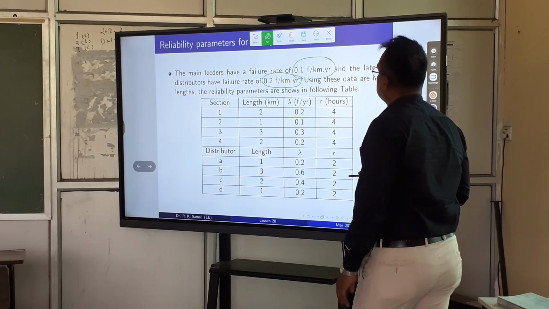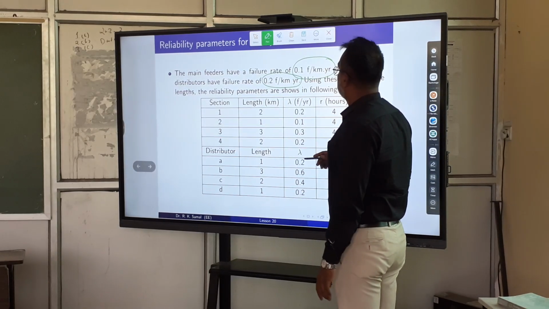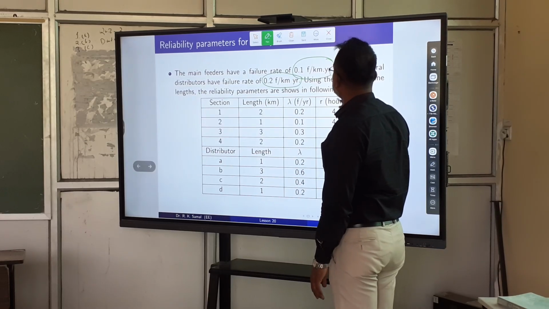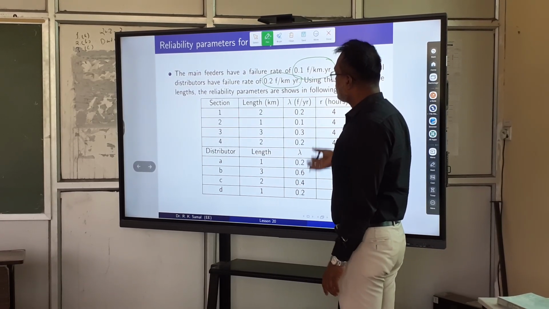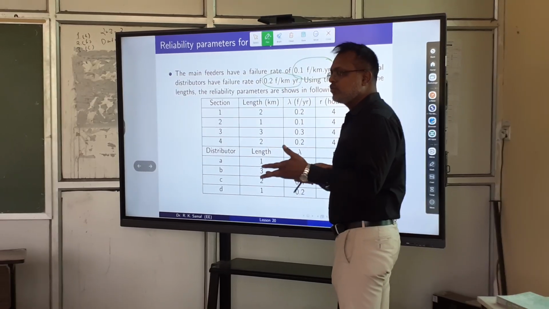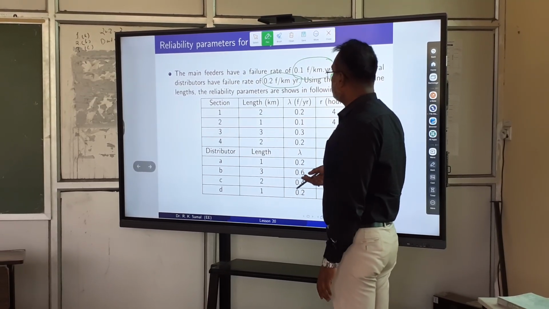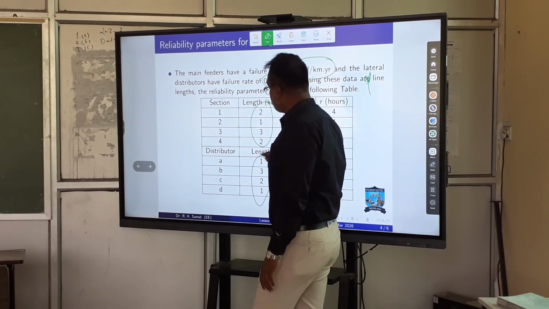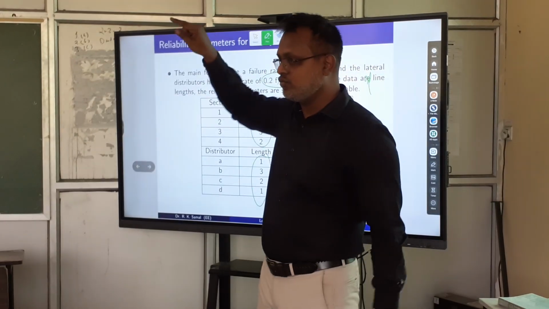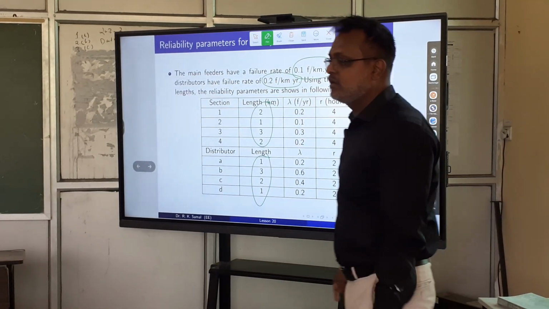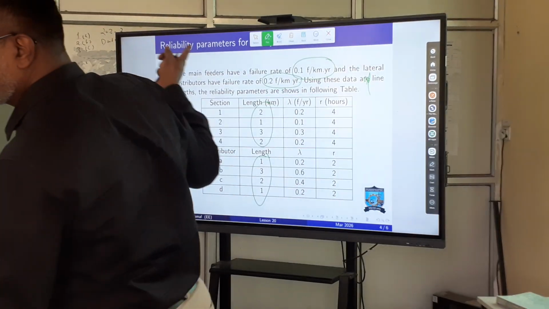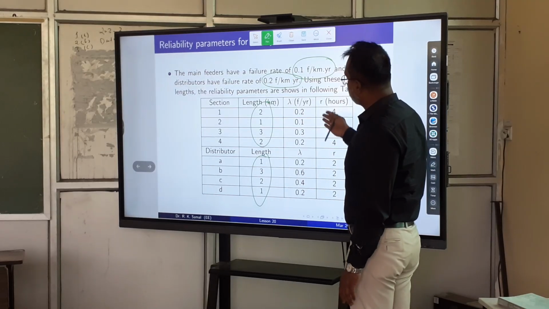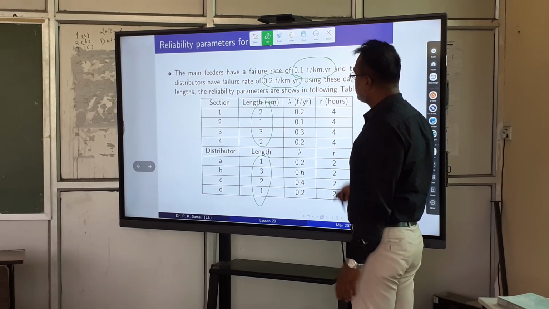Using this data, line length, the reliability parameters are shown in the following. So one part is already calculated. Lambda and r are given to you from past data. These are the lengths of the sections, and these are the lengths of the distributors. Remember, you have written the sections of the feeder: 1, 2, 3, 4. So these are the lengths of those sections, and this is the length of the distributor. The corresponding lambda and r values are given. Write it down.